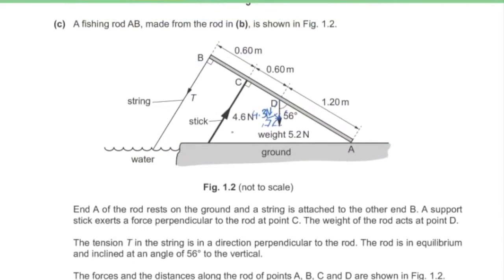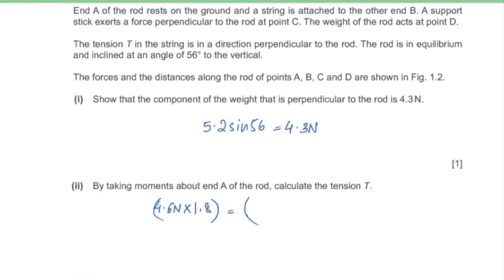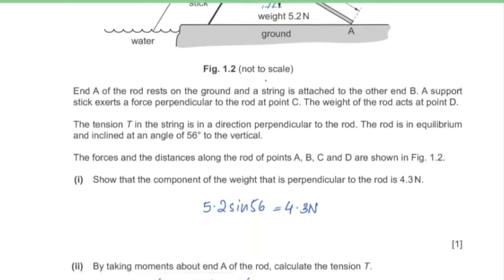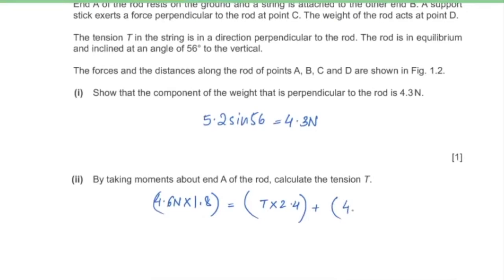So the first force that causes the rod to move anti-clockwise is tension T, and the perpendicular distance between tension T and pivot point A is 1.2 plus 0.6 plus 0.6. So T into 2.4 meters of perpendicular distance, plus the other force that causes the rod to rotate anti-clockwise is the weight's component, which is 4.3, and the perpendicular distance between 4.3 newtons of force and pivot point A is 1.2 meters. So 4.3 into 1.2 meters of distance, and that's how we get tension of 1.3 newtons.